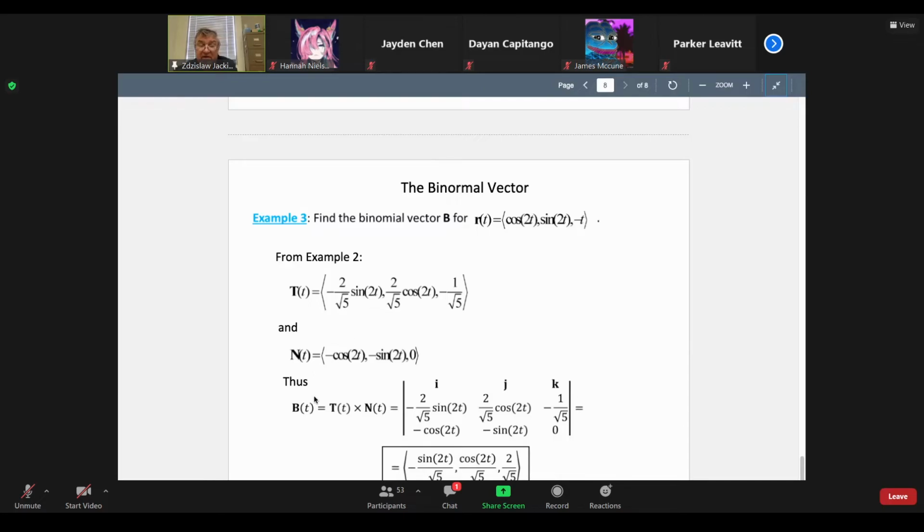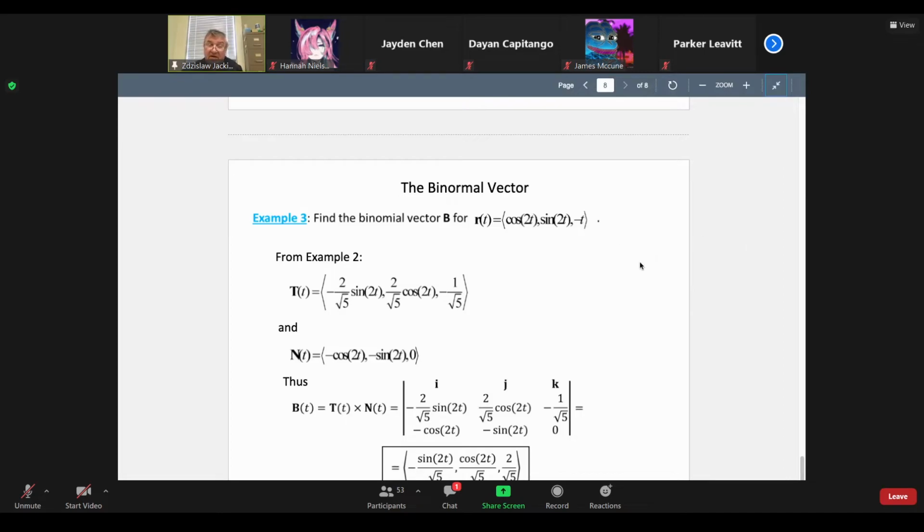So of course, to compute the binormal vector, I also said binomial, a typical mistake, it's kind of easy to say binomial instead of binormal, but it's binormal. So the correct terminology is binormal vector.